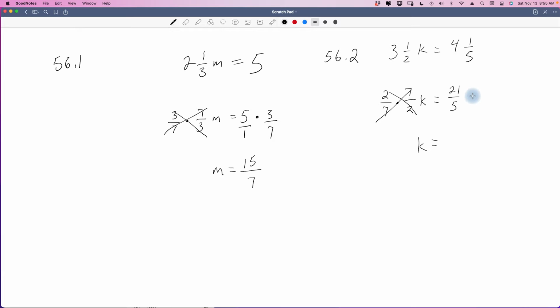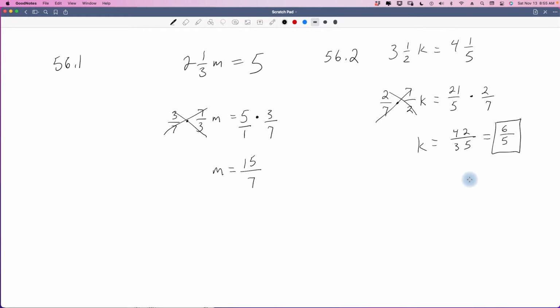But we have to do it times the other side too. 2/7. Make sure you use the reciprocal, not the original. And we get 42/35. Now, we can reduce this fraction. Can you see it? I can see it. These are both multiples of 7. We know that 6 times 7 is 42. So if we divide this by 7, we get 6. And 35 divided by 7 is 5. So we get 6/5. This is the answer we want right here.